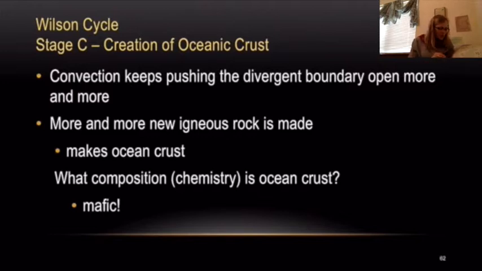That's all right. So it's making more and more new rock. It's going to make ocean crust. Specifically, the type of rock is making ocean crust. Pretend you didn't see it. What type of chemistry does ocean crust have? Yes, you see it right there. Ocean crust has mafic chemistry. So this process is specifically making mafic igneous rocks.